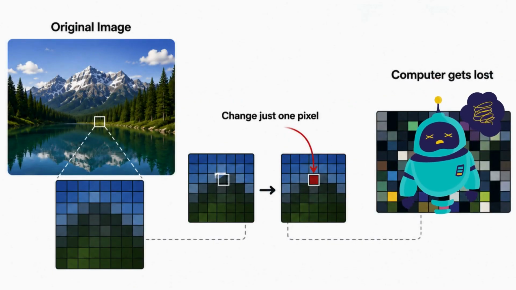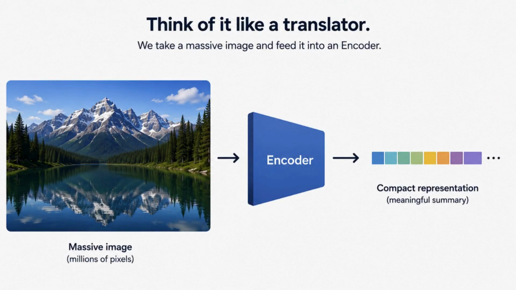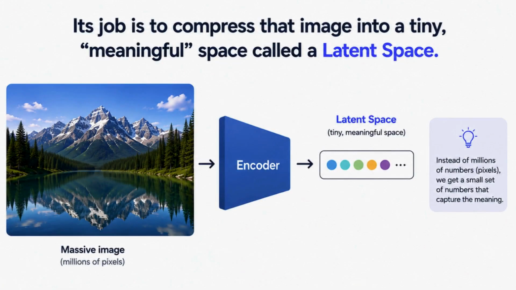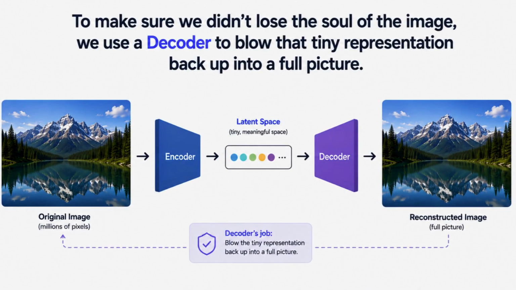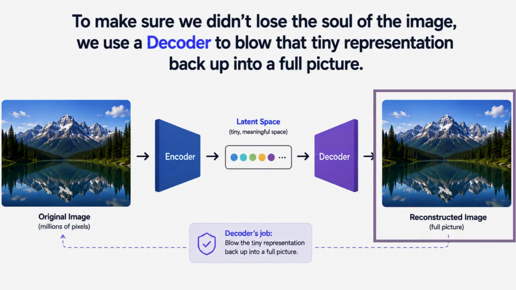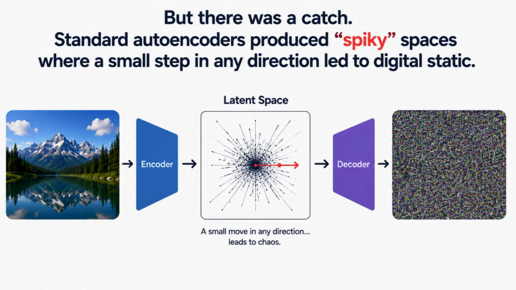To solve this, researchers created a bottleneck. Think of it like a translator. We take a massive image and feed it into an encoder. Its job is to compress that image into a tiny, meaningful space called a latent space. To make sure we didn't lose the soul of the image, we use a decoder to blow that tiny representation back up into a full picture. If the output looks like the input, we know our compressed version was perfect. This is the autoencoder.